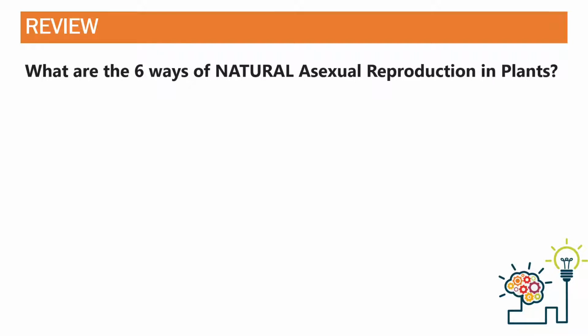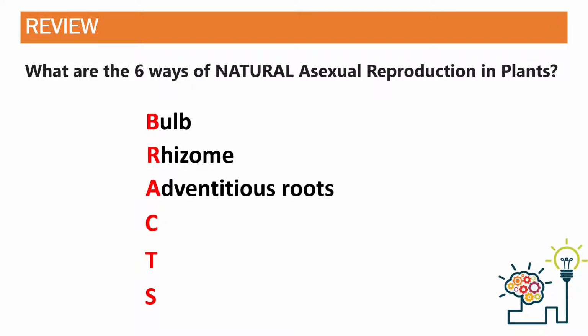Now, as we end our discussion on the natural asexual reproduction in plants, let's have a little review. What would be again the 6 ways of natural asexual reproduction in plants? Just remember BRACTS, and the meaning of BRACTS would be bulb, rhizome, adventitious roots, corm, tubers, and also stolon.